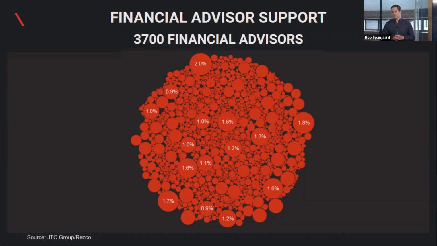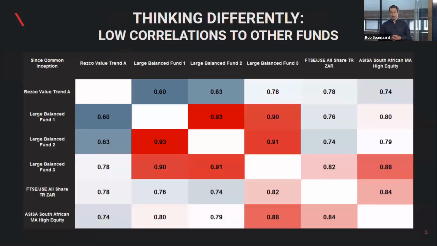The last thing I just want to share with you before I hand over the mic to Rob is this interesting slide which we put together. We often talk about diversification, and we talk about diversification being the only free lunch in investing. So how can you measure diversification per se? Well, a good way to do that is looking at the correlation between two or more funds. And what we've got here is a correlation matrix, and we've got our balanced fund, the Rezco Value Trend Fund, and we've got the three largest balanced funds in the country.